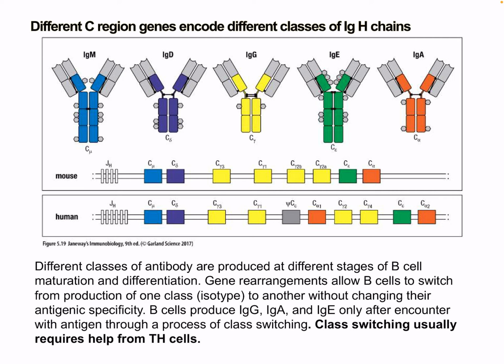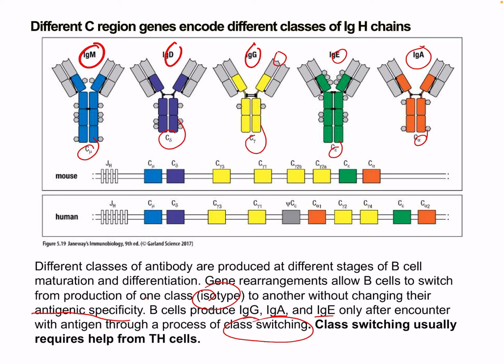So as we discussed, there are different constant regions associated with the different isotypes. So we have C mu, IgM, delta is D, gamma is G, epsilon is E, and alpha is A. The different classes of antibodies are produced at different stages of B cell maturation and differentiation. Gene rearrangements allow B cells to switch from production of one class or isotype to another without changing the antigen specificity. So even though we change, we still have the specific binding for that exact antigen or epitope. B cells produce IgG, IgA, and IgE only after an encounter with an antigen through a process of class switching. So these three are not initially produced.